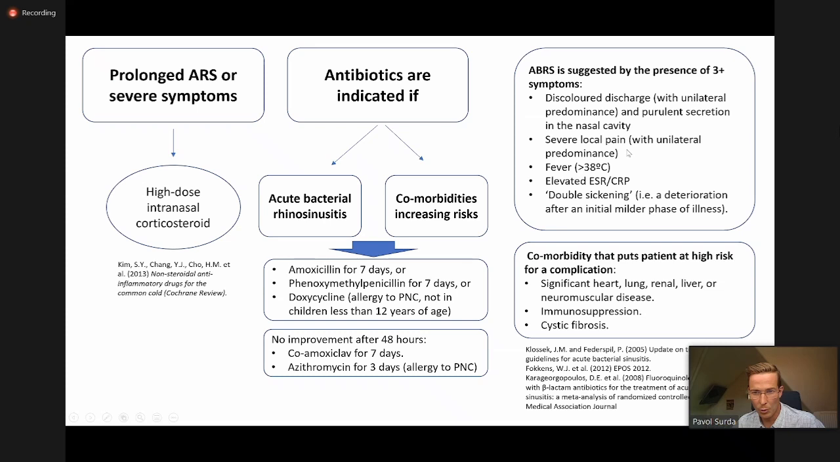And in terms of comorbidities, we would be interested in the presence of significant coexistent heart disease, lung, renal, liver, or neuromuscular disease, immunosuppression, and then especially cystic fibrosis.